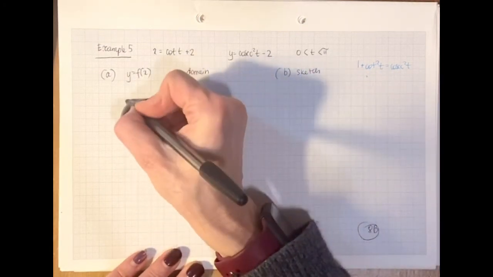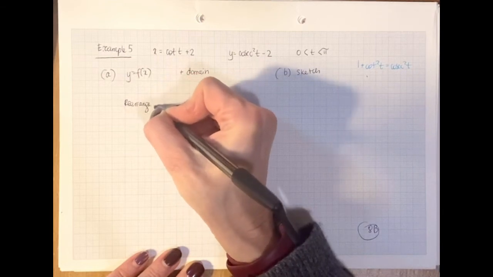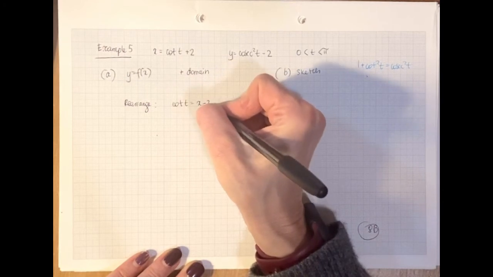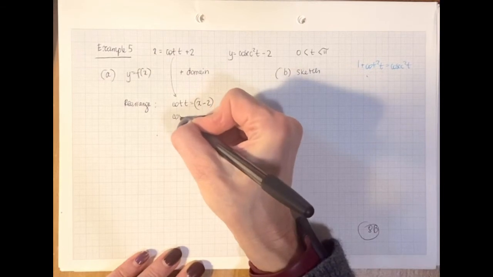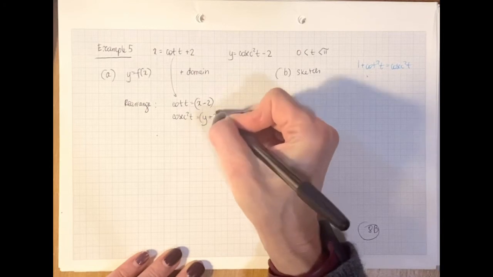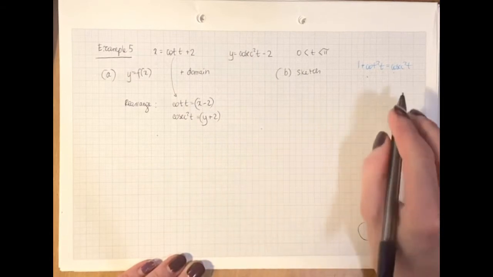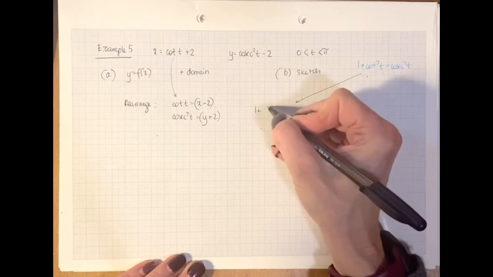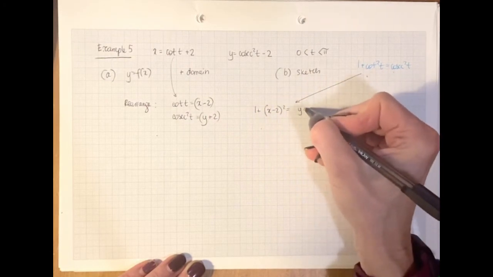So let's rearrange them. You're going to get cot t is equal to x minus 2, from the first equation, and cosec squared t is equal to y plus 2. I'm not going to square root it because our identity has squared terms. So substituting into the identity, we'll have 1 plus (x minus 2) squared is equal to y plus 2.